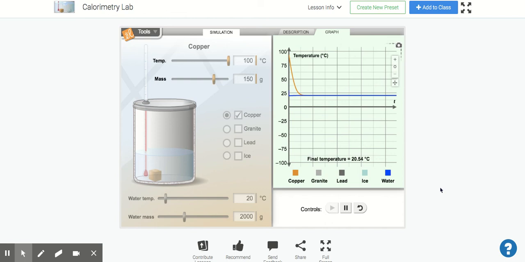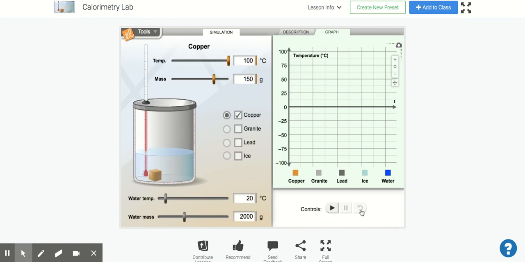Okay, so you just want to make sure that you write down your values in your table in terms of the values that you decide you want to use. You can make the decisions. You also get to decide which object you want to find the specific heat capacity for, whether that's copper, granite, lead, or ice. You just want to make sure that you record that in your lab. And that's it for this.